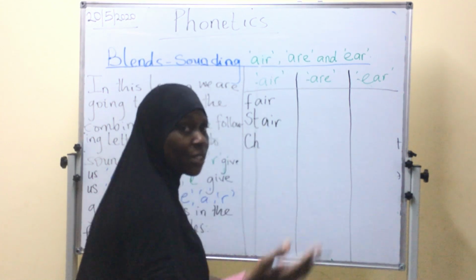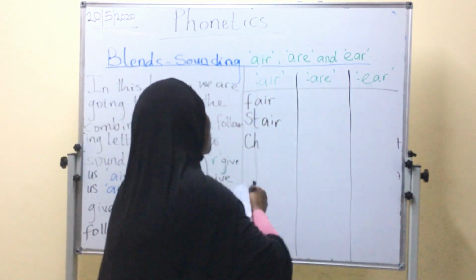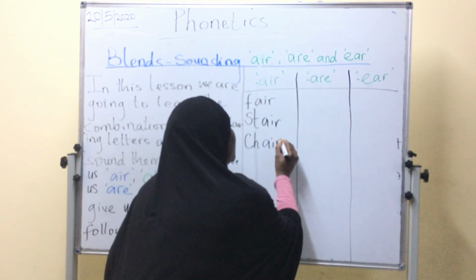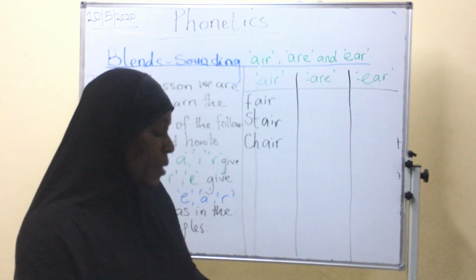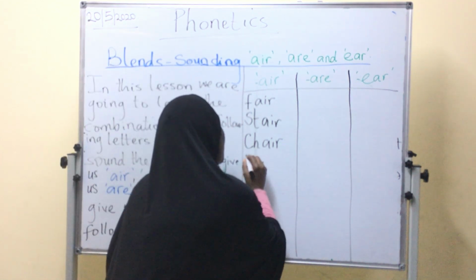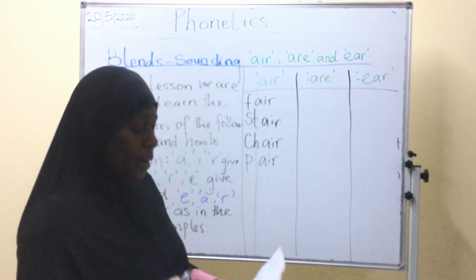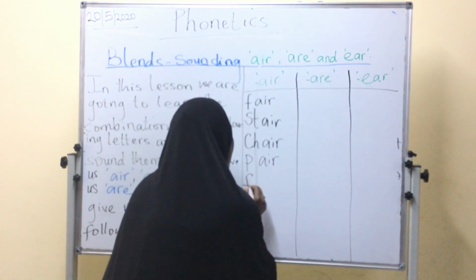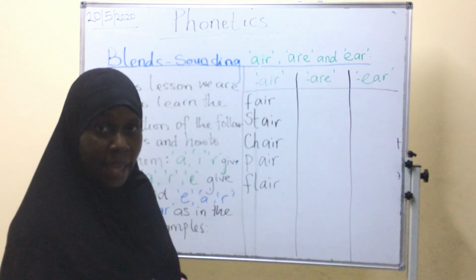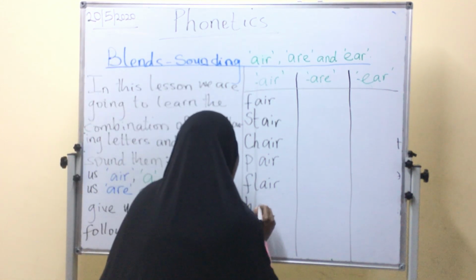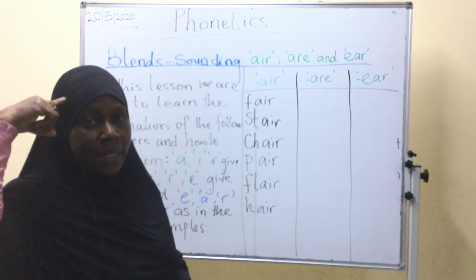Then we have CH. In our previous classes, we learned that CH is ch. So when we have ch plus air, it gives us what? Chair. That object you sit on. Then we have another one, plus air gives us pear. And we have flute plus air gives us flare. And we have h plus air gives us hair, the one on your head.